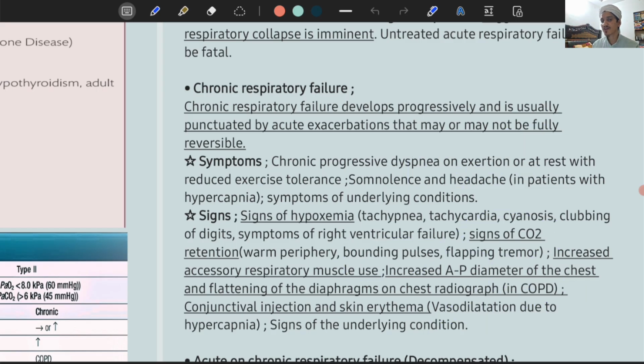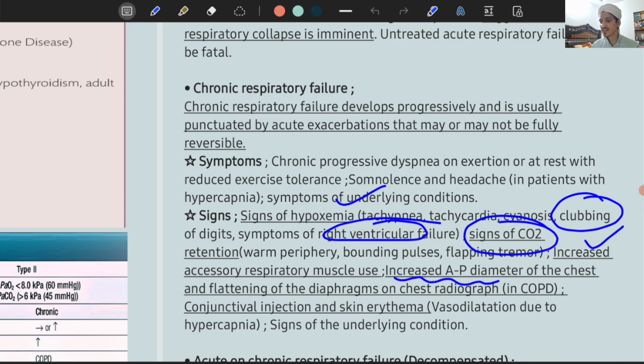So you will see these signs of carbon dioxide retention before going on to changes in the mental status, that is in severe cases. So signs of hypoxemia, clubbing, and signs of carbon dioxide retention are the differentiating features. Increased accessory respiratory muscle use: the sternocleidomastoid and scalene muscles will be standing out, prominent in these patients. Increased antero-posterior diameter of the chest and flattening of the diaphragm, especially in COPD patients. And conjunctival injection and skin erythema, again because of carbon dioxide vasodilatation.